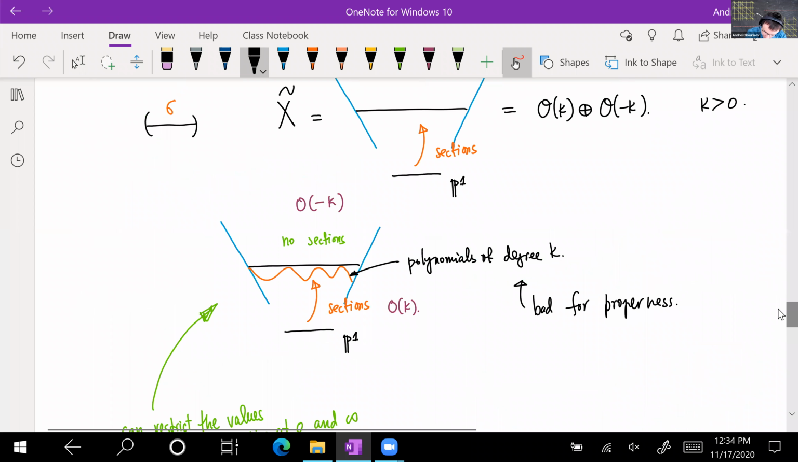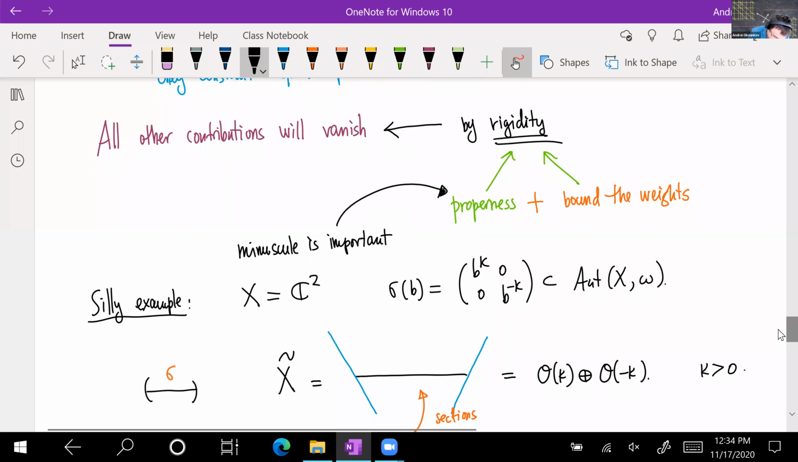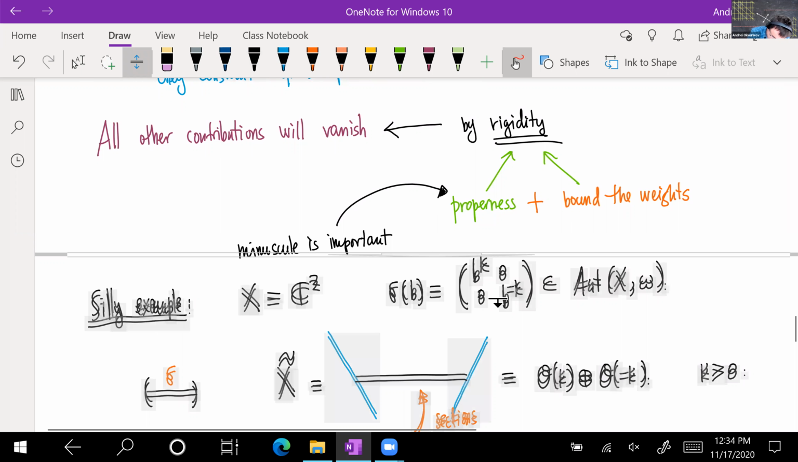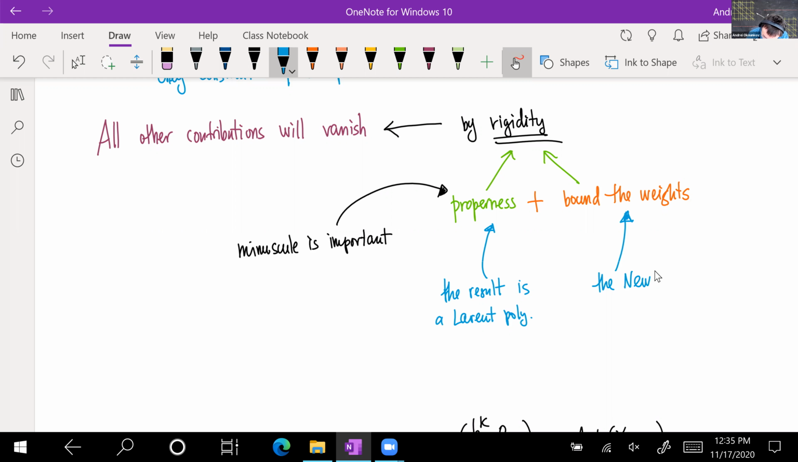So this is, maybe I'll go back here. Bounding the weights means properness tells you here, okay, this tells you that the result is a Laurent polynomial, and then it tells you that the Newton polygon of that Laurent polynomial contains no lattice point.